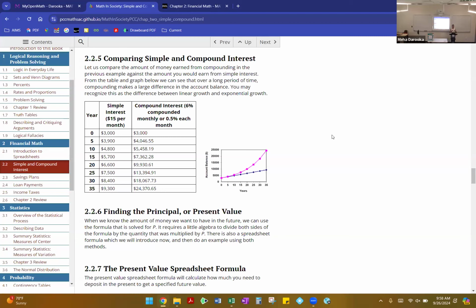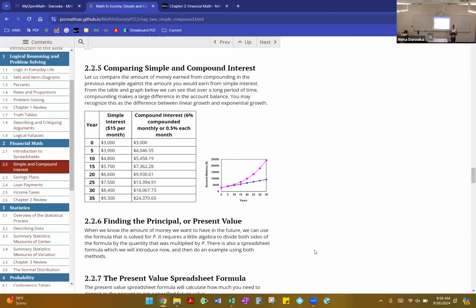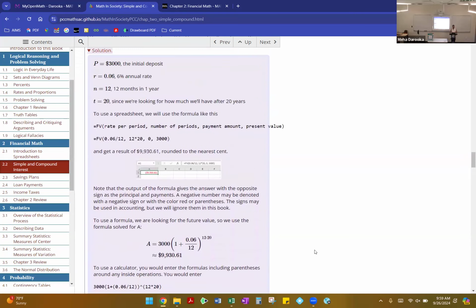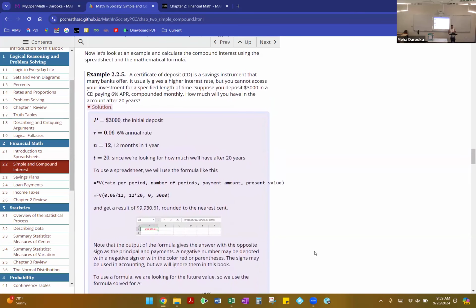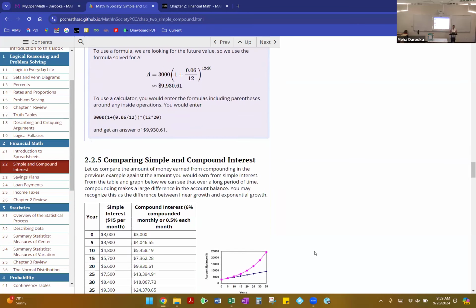So we had seen an example where we talked about how it grows a little bit faster. In this example here, we're talking about the amount of money earned from compounding in the previous example against the amount you would earn from simple interest. The previous example is, again, this one over here. Remember, the prompt was a CD offering us 6% APR. The deposit amount was $3,000. We're compounding this monthly, and the time was 20 years, right?